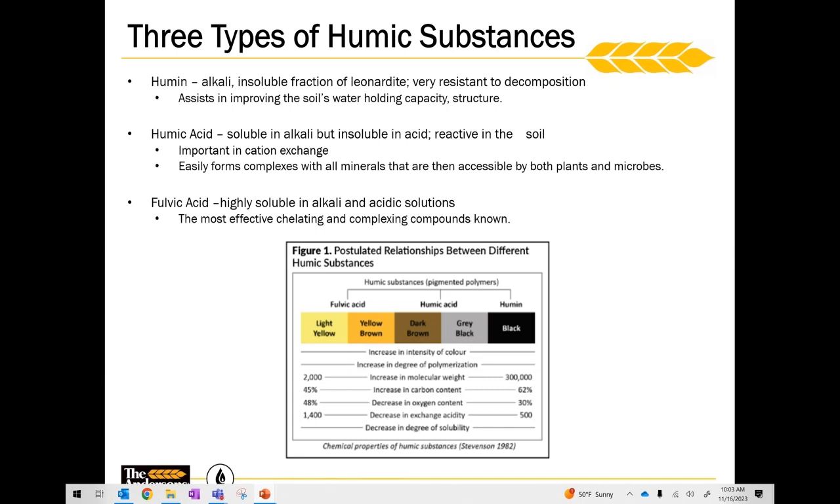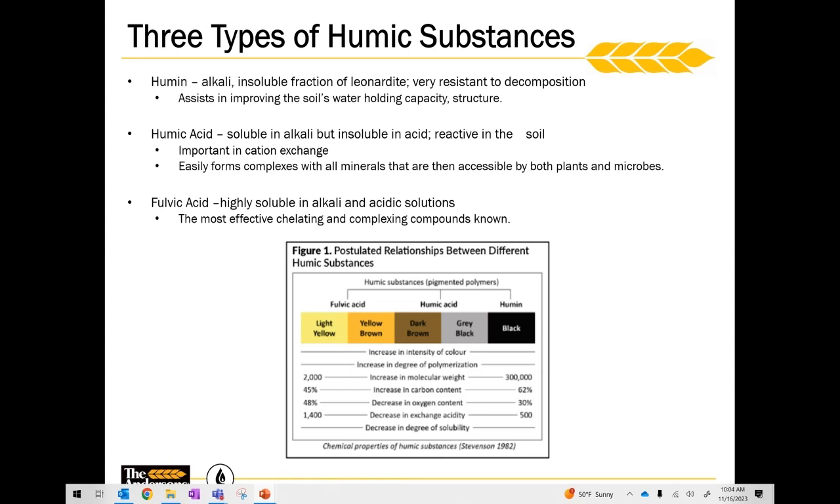There are three types of this humic substance, starting with humin. This is the insoluble fraction of leonardite. This fraction is very slow to decompose, and that's where we get the improved water holding capacity and improved structure of the soil. When we think of humin, think of those old prairie soils with that deep dark color, that we can attribute to the humin component of those soils.